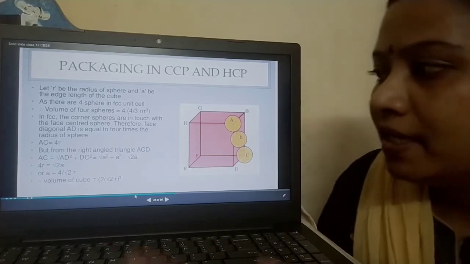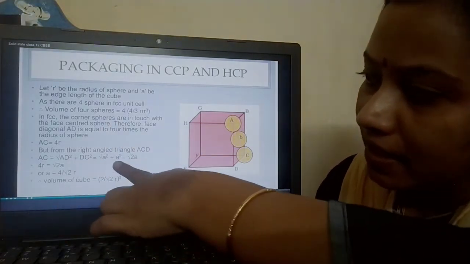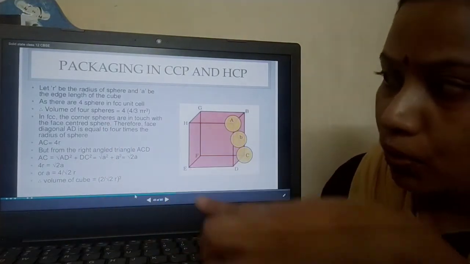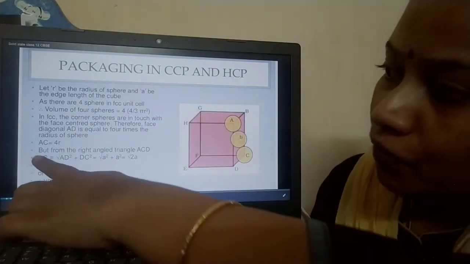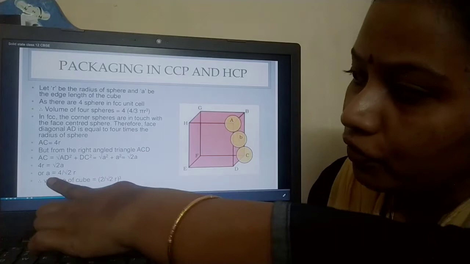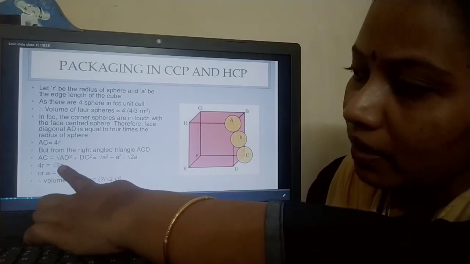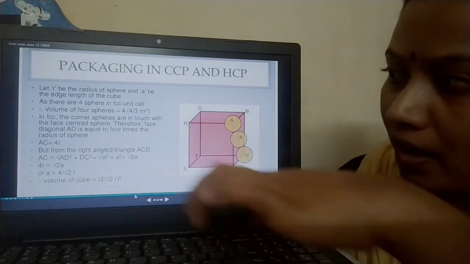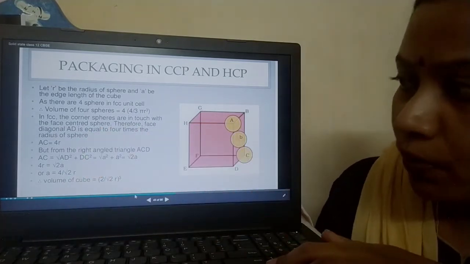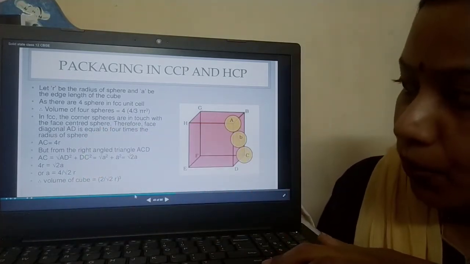So what is AD square? It is A square, and DC square is also A square. So AC is root 2 A. I told you there are 4 spheres which are in touch, so AC is 4R. 4R is equal to root 2 A. If I want A, then I can write A is equal to 4 by root 2 into R. So the volume of the cube is equal to (4 by root 2 R) cube.